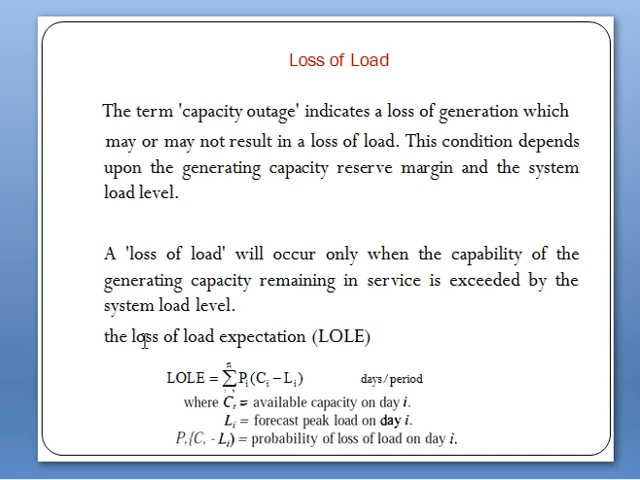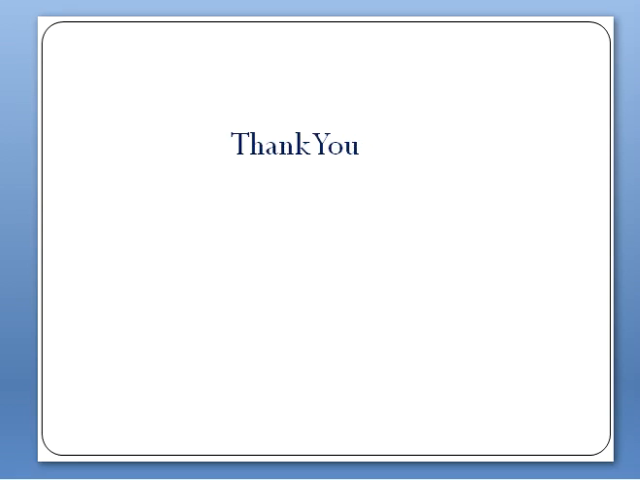This is defined by the loss of load expectation, LOLE. This is defined as the probability of Ci minus Li. What is Ci? Ci is the available capacity on day i. Li is the forecast peak load on day i. The probability P(Ci minus Li) is the probability of loss of load on day i. By this we define the loss of load condition. Other indices we will discuss in the next lecture.